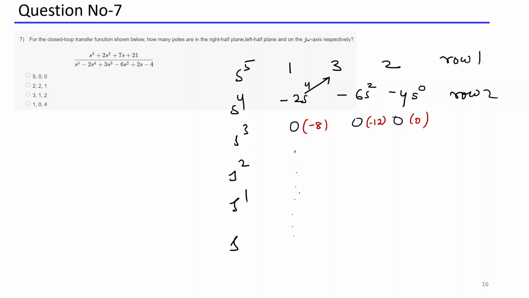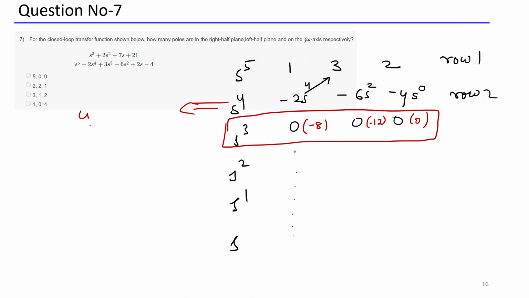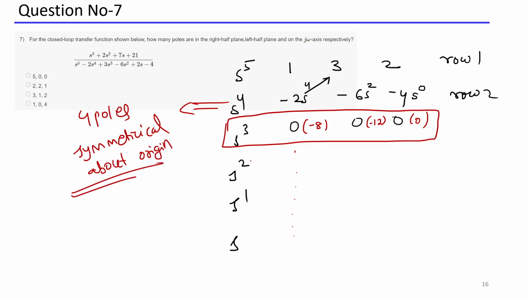Now tell me how many poles there are on the imaginary axis. If one row of 0 is there, your first conclusion is that there are 4 poles symmetrical about the origin. This is my first conclusion, from looking at this 0 row. Then you find out how many sign changes there are in the first column.